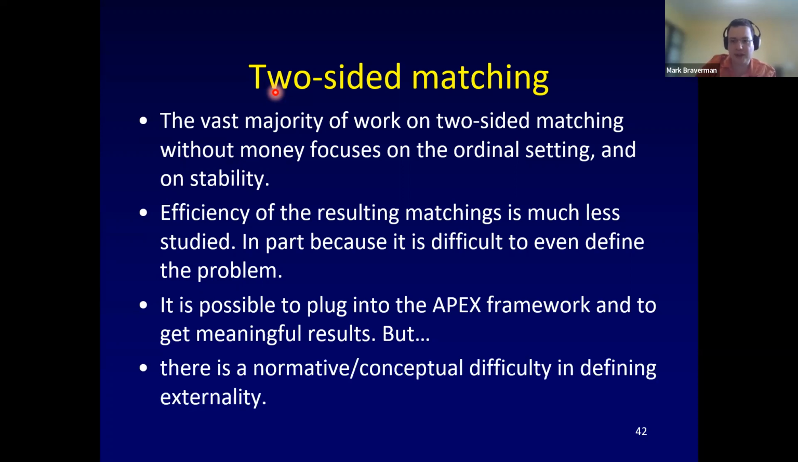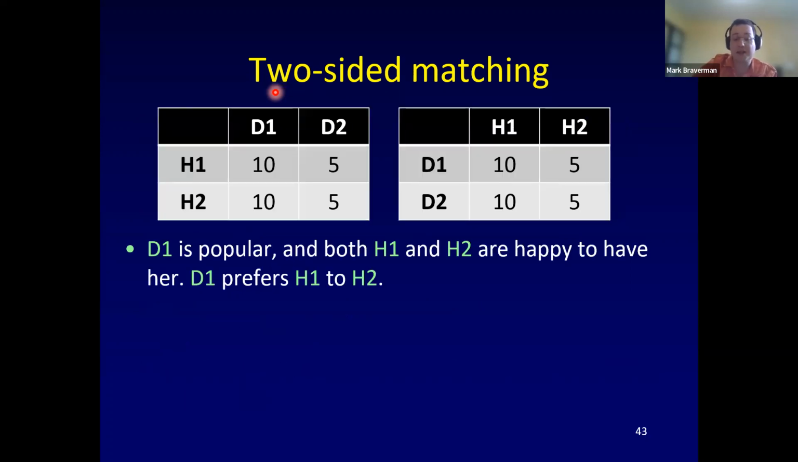But actually, very quickly, there is a normative, even conceptual difficulty with defining externality, which didn't exist in the one-sided matching problem. And this is really almost not a mathematical question, it's more of a conceptual or almost ethical question. So here is an example of a two-sided matching problem with two hospitals and two doctors. And basically it's clear what's going on. So doctor one is more popular and hospital one is more popular.